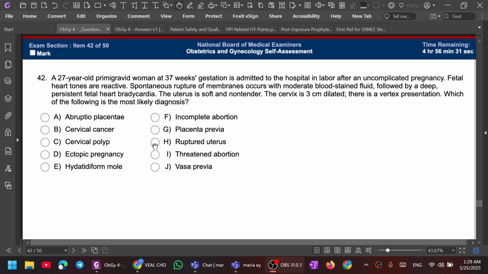A 27-year-old primigravid woman, 37 weeks of gestation, is admitted to the hospital in labor after an uncomplicated pregnancy. Fetal heart tones are reactive. Spontaneous rupture of the membranes occurs with moderate blood-stained fluid, followed by a deep persistent fetal bradycardia. The uterus is soft and non-tender. Cervix is 3 cm dilated. There is vertex presentation. Which of the following is the most likely diagnosis?